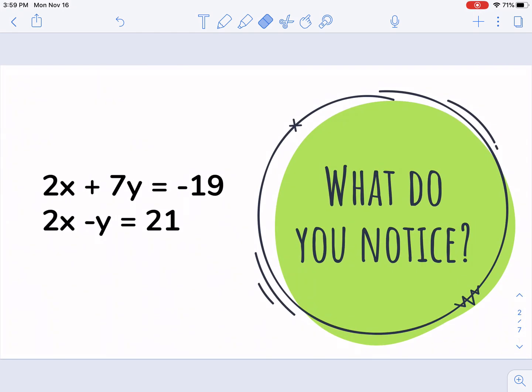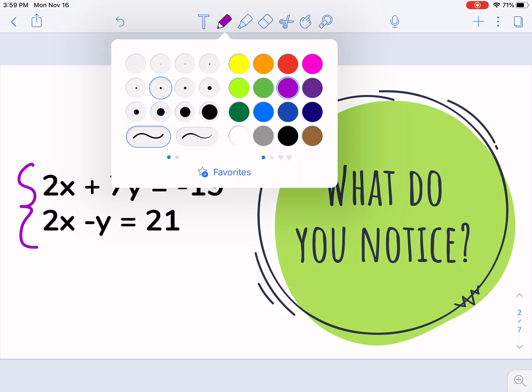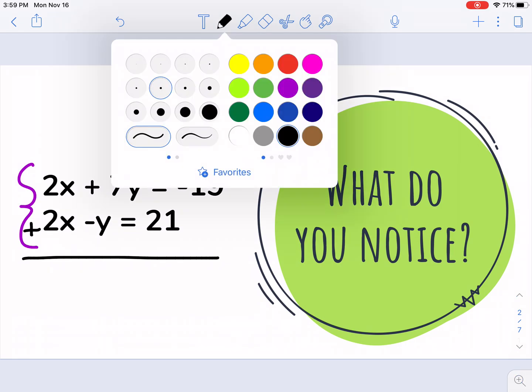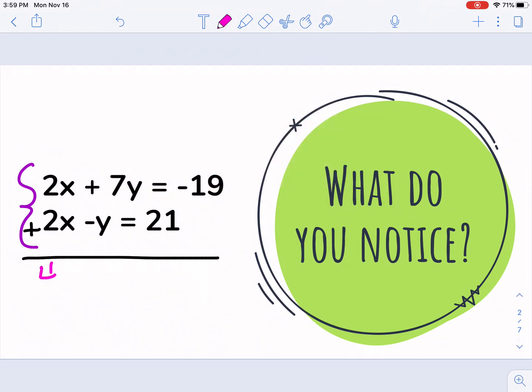2x plus 7y equals negative 19, and 2x minus y equals 21. This is a system of equations. We want to find the solution for this system, so it has to be a point that makes both equations true. If we do what you did yesterday and add the equations, notice how I get 2x plus 2x is 4x, 7y minus y is 6y, and negative 19 plus 21 is 2. We're no better off than when we started.